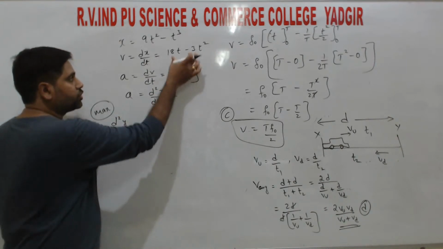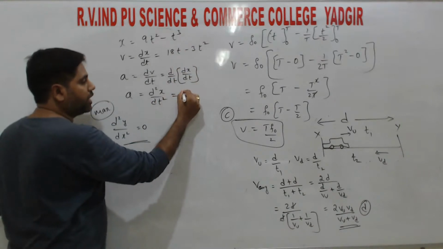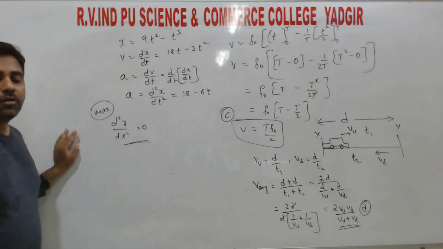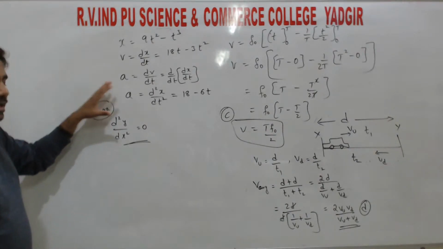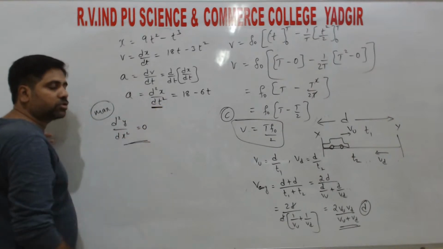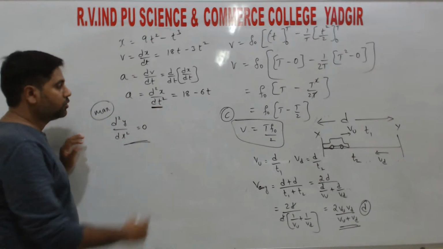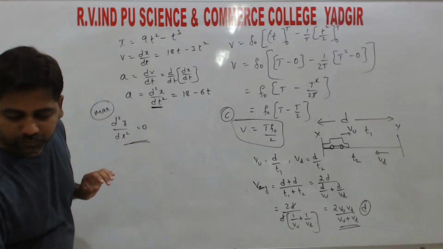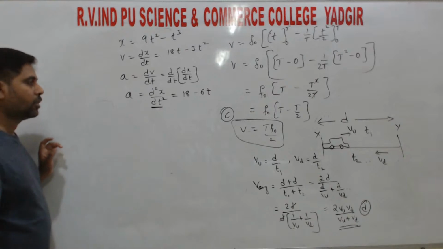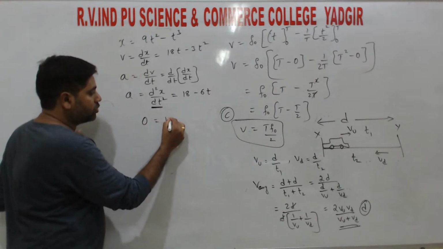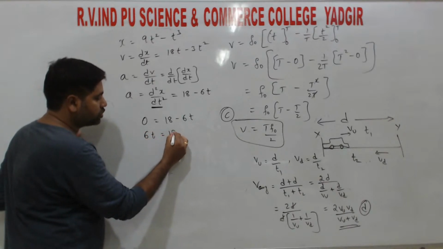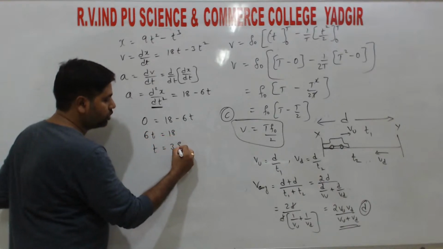So that is equal to, differentiating this one more time, we get 18 minus 6t, right? We need to find when the object is moving with maximum speed. So the condition is this value is equal to 0, right? So substituting here, 0 is equal to 18 minus 6t, right? So 6t is equal to 18, then t is equal to 3 seconds.